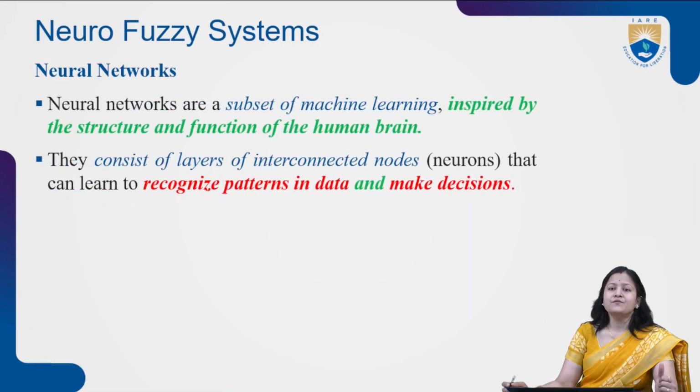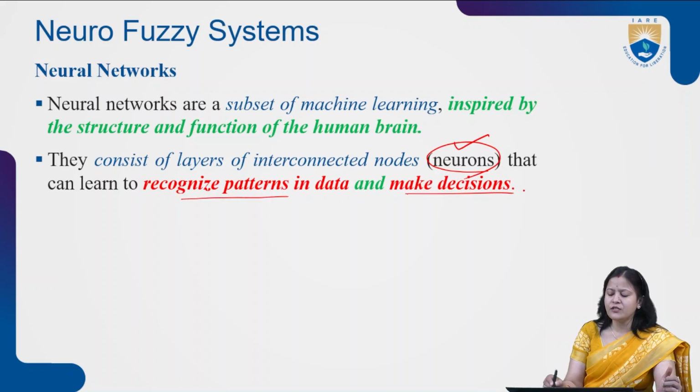Neural networks are a subset of machine learning inspired by the structure and the function of the human brain. They consist of layers of interconnected nodes. Those nodes are called neurons that can learn to recognize the pattern in data, as well as they can take the decision, or they can make the decision. So these are the two important properties of each neuron. They can learn. Apart from these two, so many advantages are also there. I will discuss later. So they can recognize the pattern in the data.